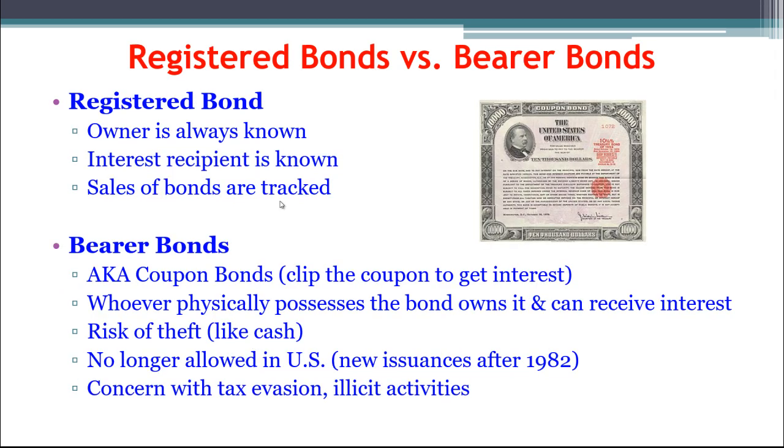Another very interesting set of concepts here, terminology: registered bonds versus bearer bonds. We've got a little bit of background on the bearer bonds here. Registered bonds today, in our current economy, for actually the past few decades, at least in the United States, every new bond you buy will be a registered bond. This means that the owner of that bond, whoever holds it, is always known. It's always tracked. Who is entitled to the interest, that recipient, is always known. And the sales of the bonds themselves are tracked.